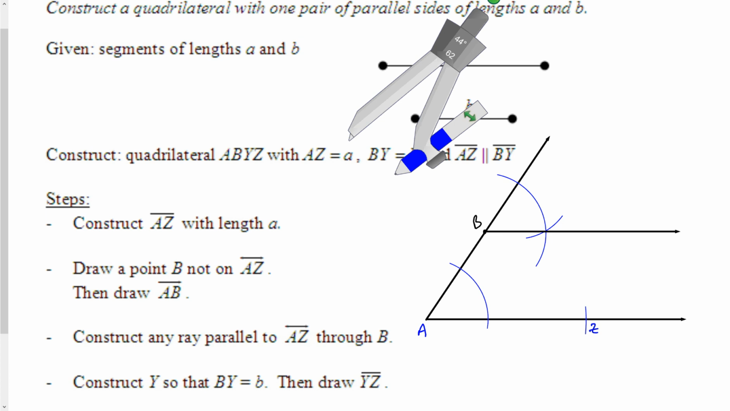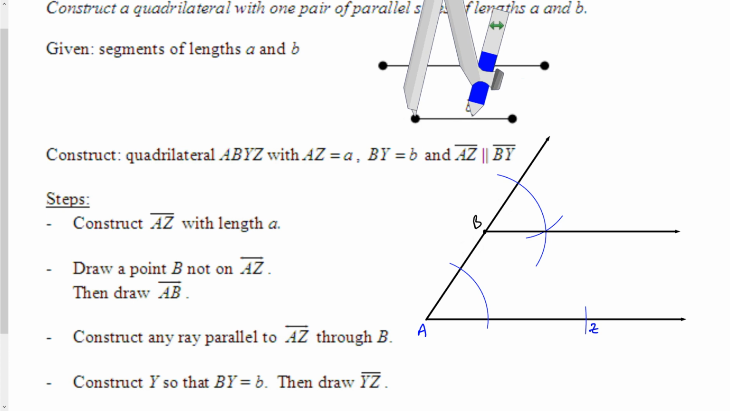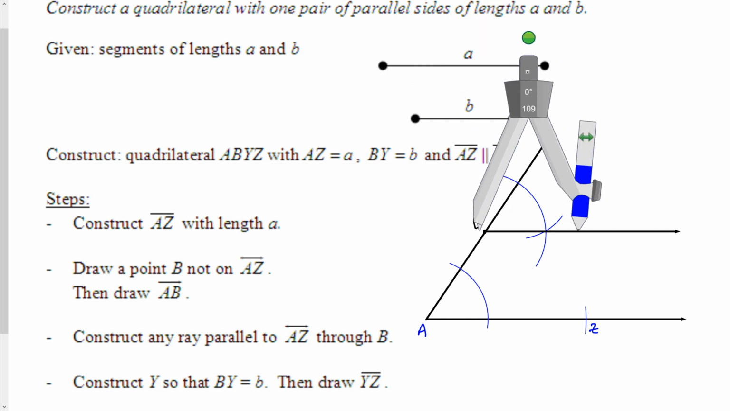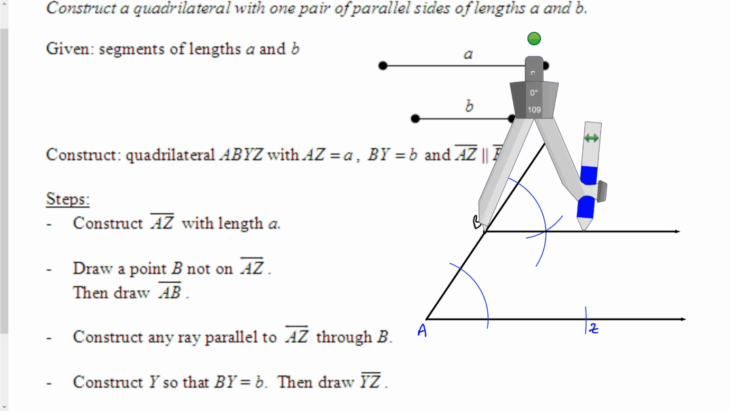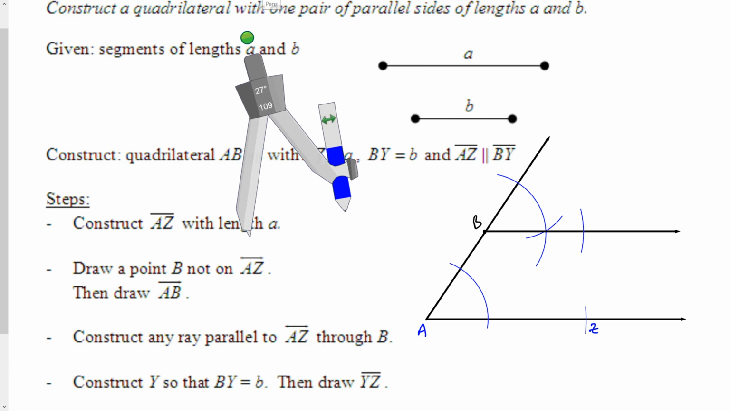We know that we have the length of BY that needs to be this original given length B. So I'm going to open the compass to that setting. And then I will use that setting to construct that arc. This is point Y, so I can label it as such. Over here we had point B before. I'll put it in blue so we can see them stand out a little bit more. And then lastly, our job is to just take our straight edge and draw in segment YZ to close off our quadrilateral.